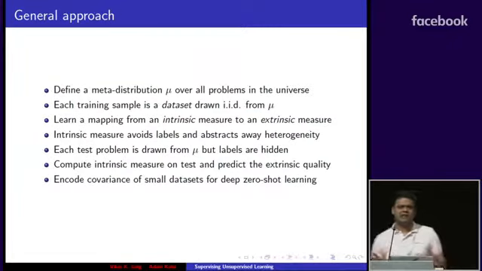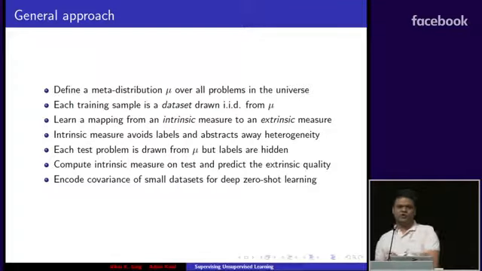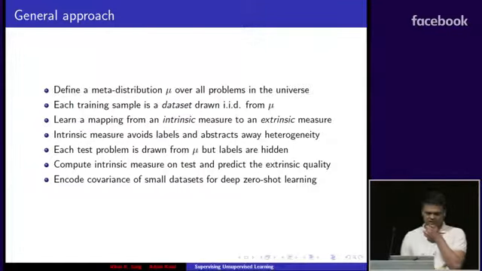We assume there is a meta distribution mu over all the problems in the universe, and the problems in your repository are drawn IID from this distribution. When a new problem comes to you, you just hide the labels and give me the features, and I want to infer the labels for this problem.